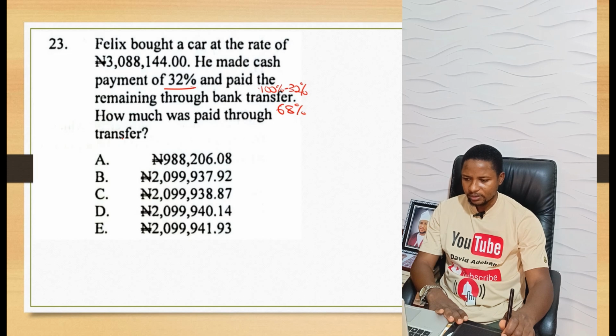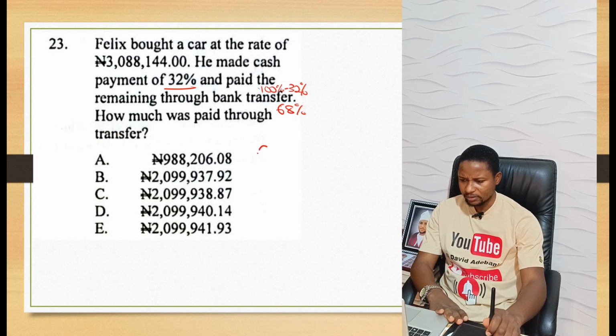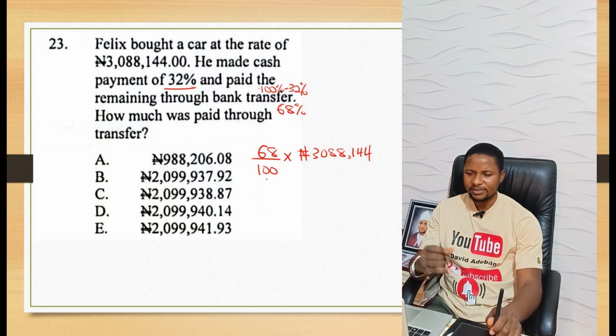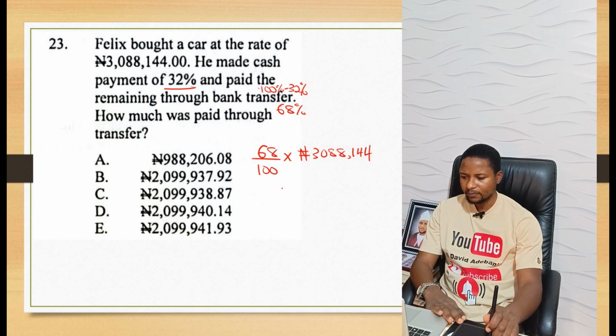All right. So the question says, how much was paid through the transfer? So it's just 68%. So what you're doing is 68 over 100 times the money. How much is the money? We have 3,088,144. To avoid stress, I'll just multiply the numerator, then divide it by 100, because it's easier to divide by 10, by 100, by 1000, because you're just moving the 0 backward. You're just moving the decimal point to the left. So let's go.